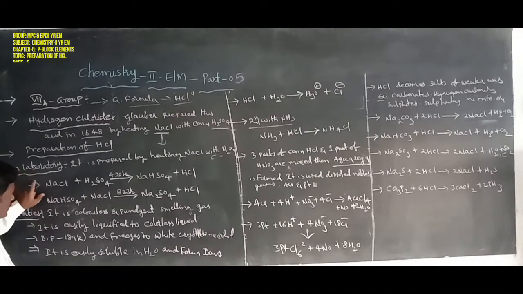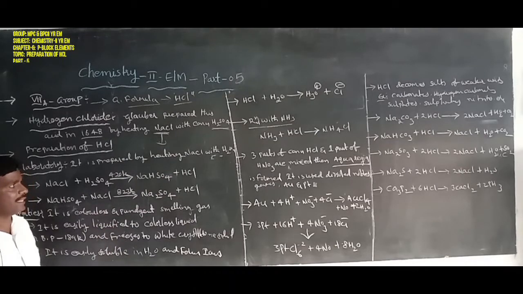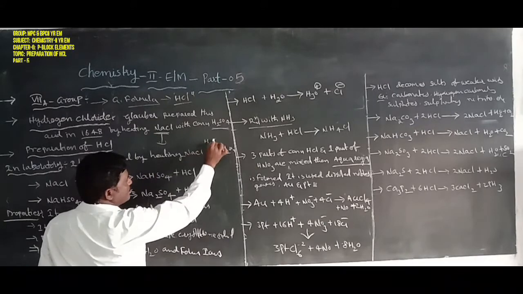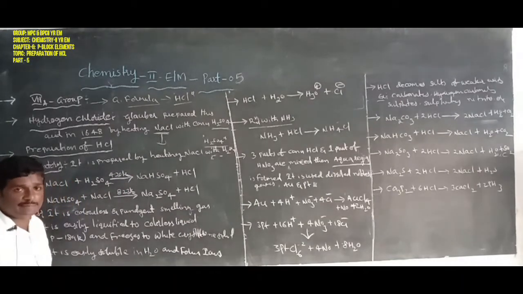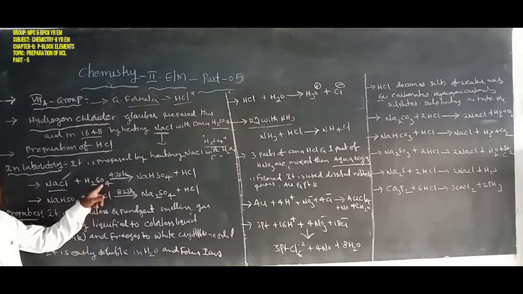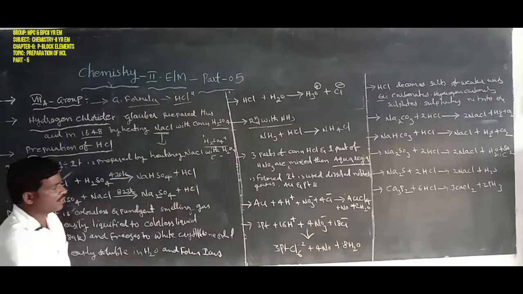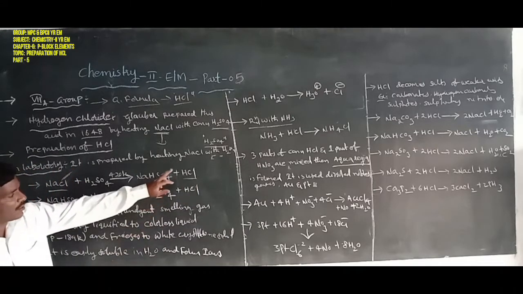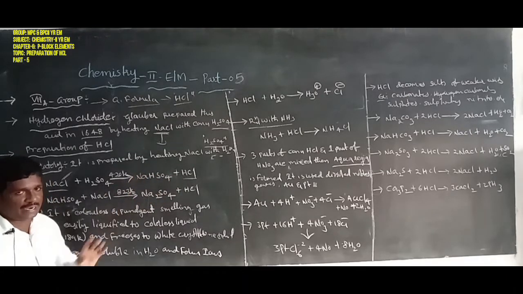It is the laboratory method. In the laboratory, hydrochloric acid or hydrogen chloride is prepared by heating common salt, sodium chloride, with concentrated sulfuric acid, H2SO4, at 420 Kelvin, which forms sodium bisulfate and hydrochloric acid, or hydrogen chloride, HCl. Sodium bisulfate is also known as sodium hydrogen sulfate.